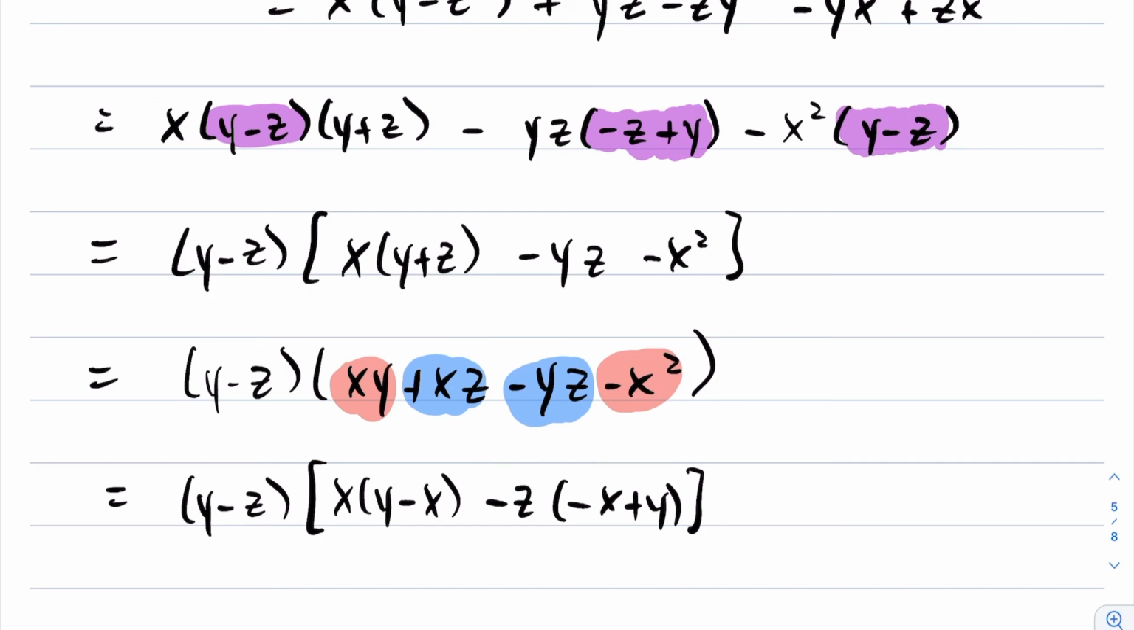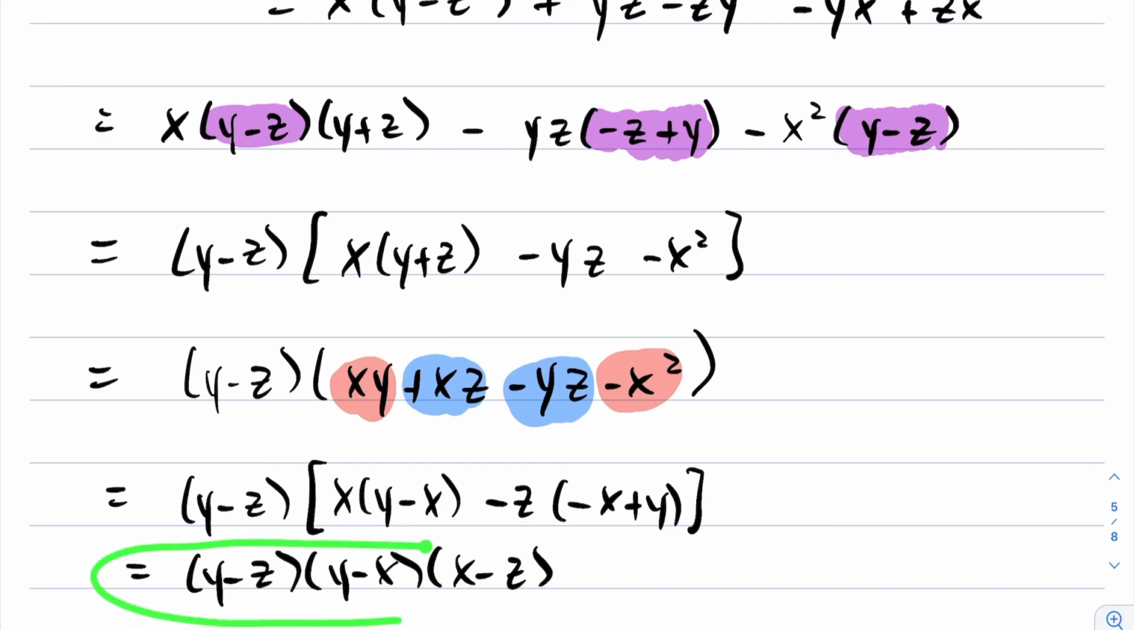And again, to remind you, y minus x and negative x plus y are the same term, so that can be factored out directly, giving us our final result: y minus z times y minus x times x minus z is our fully factored form. So you could try this question again yourself, see if you can identify the combinations that work and test your factor by grouping skills. But this is a great question for working with your factor by grouping techniques and recognizing some patterns.